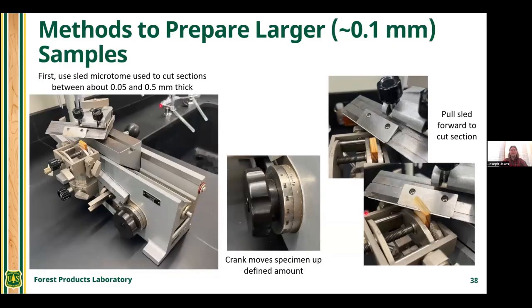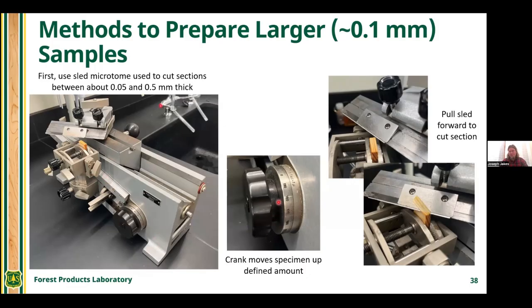So for a little bit larger samples, something around about 0.1 millimeters, a tool that we typically use is called a sled microtome. These are common in wood science laboratories for sections for optical microscopy. The basics of the sled microtome is you have your blade attached on a sled that you pull forward manually, and then your specimen is mounted in this clamp here, and this whole clamping mechanism moves up this slope right here by using this crank.